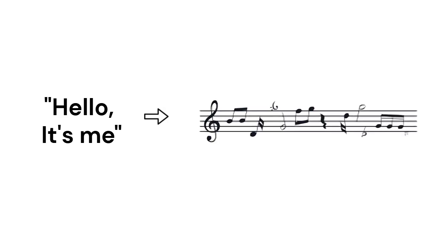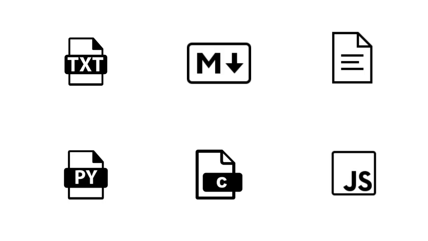Swar is a CLI tool that can convert text messages into musical notes of piano. It can convert text files, markdown files, documents, as well as source code files such as Python, C, JavaScript, and you can also listen to their musical versions.